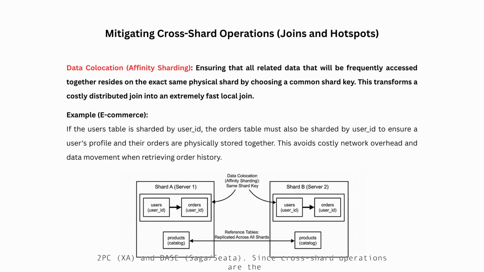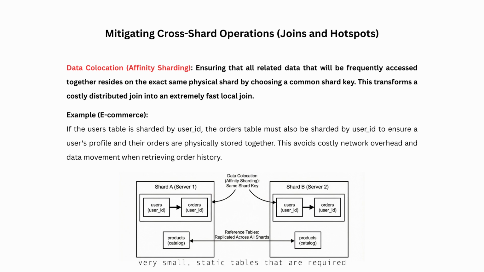Since cross-shard operations are the Achilles heel for distributed databases, proactive design is essential. The goal is simple: minimize cross-shard dependencies. The most powerful technique is data colocation, also known as affinity sharding. You must ensure all tables frequently joined together use the same shard key. For a gym tracker, if the huge exercise log table is sharded by user ID, the much smaller users table must also be sharded by user ID. This guarantees that when a user logs in and requests their workout history, the query only needs to access a single shard, a fast local join instead of network-intensive distributed joins.